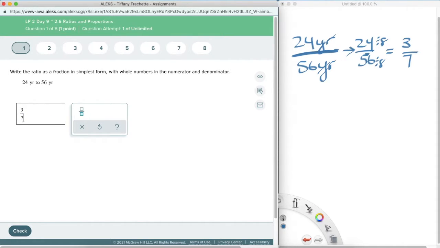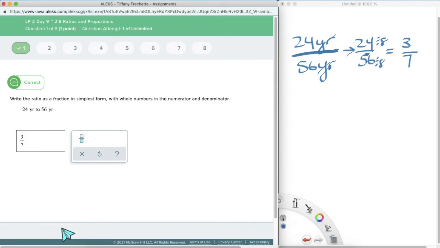And if you notice, if they wanted years on here, it would have either already been here or it would have been a clickable button. So that's how I know they want us to cancel those out, since there's year on the top and year on the bottom. All right, next one.